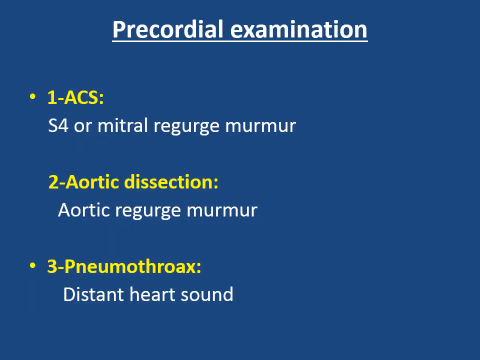In pericardial examination, we can observe the S4 or mitral regurgitation murmur in patients with acute coronary syndrome, aortic regurgitation murmur in patients with aortic dissection, or distant heart sound in patients with pneumothorax.